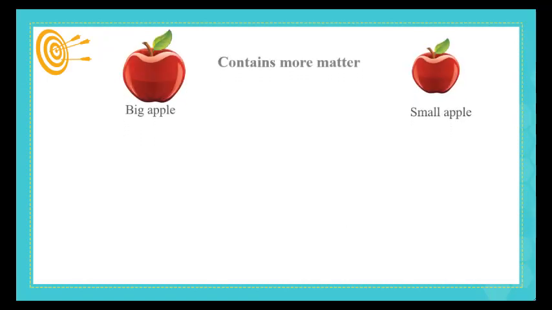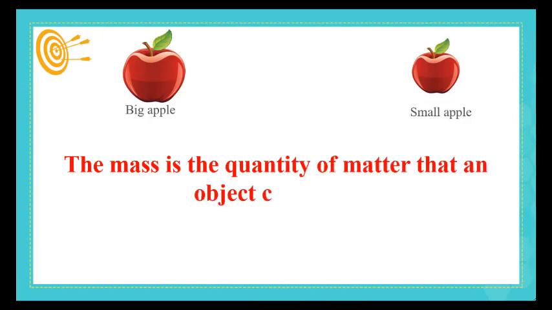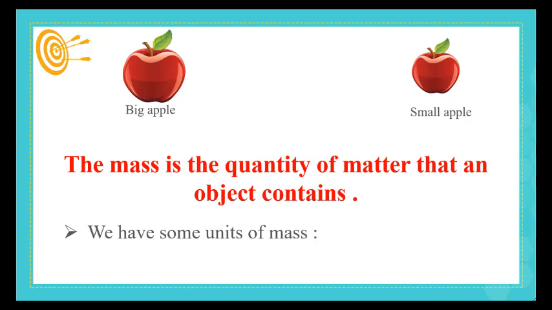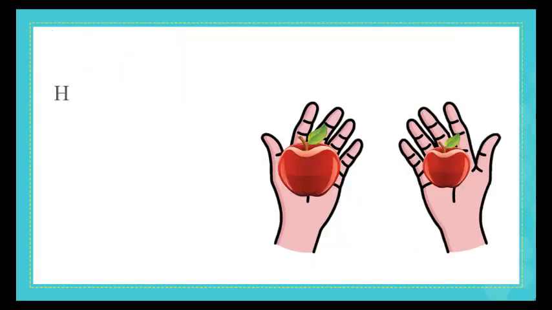You learned from the previous lecture that an object that contains more matter, like the Big Apple, will have the greater mass. Then, as a definition, the mass is the quantity of matter that an object contains. Also, you learned some of the units of masses: milligram, gram, kilogram, and ton. But the SI unit of the mass is kilogram.